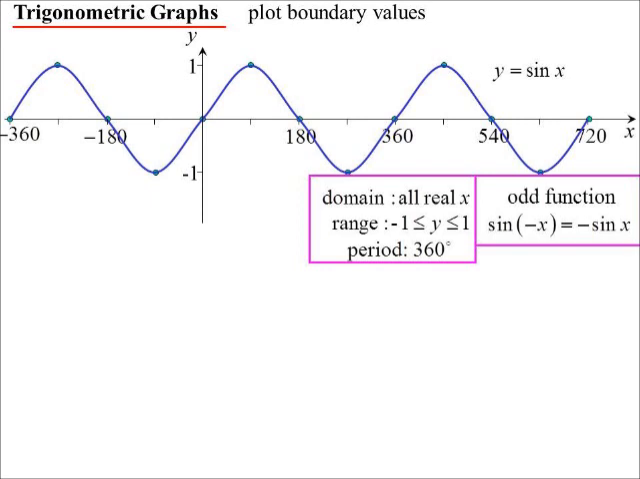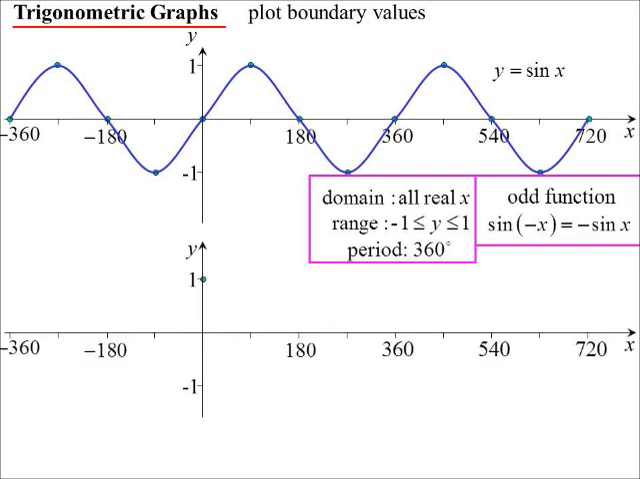So that means if I want to work out the sine of negative x, I could use the fact that it's an odd function and just say, oh well, it'll be the same as minus the sine of x. Okay, let's have a look at cosine. Now cosine and sine are basically the same graph. So remember, one's the complement of the other. It just means it's been shifted 90 degrees. So let's plot this in and we'll see that.